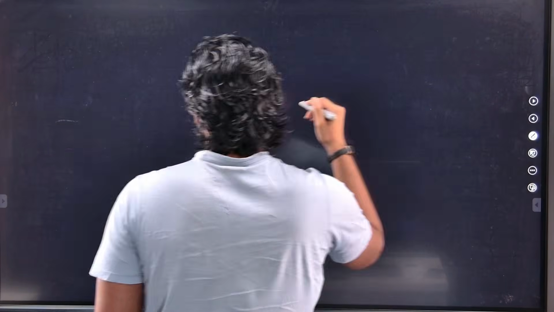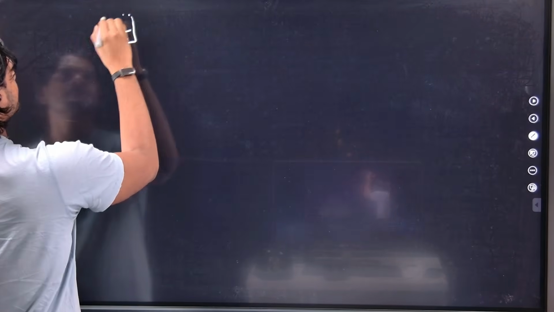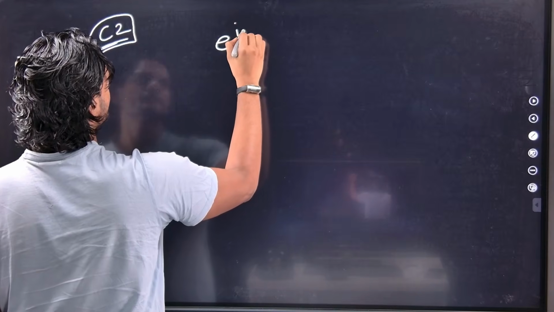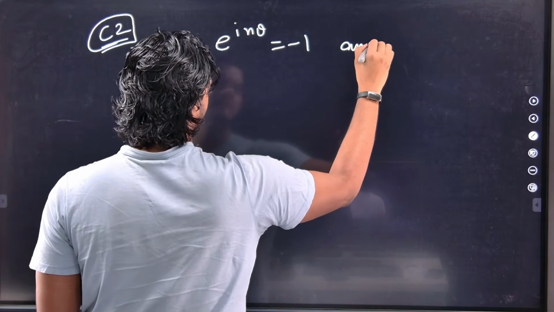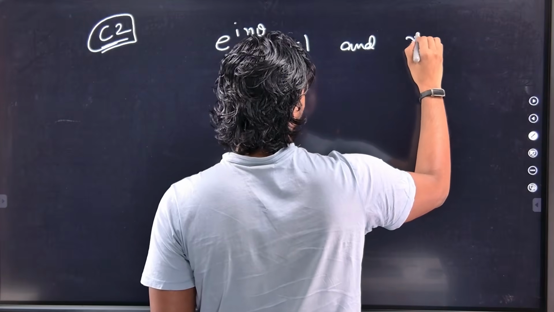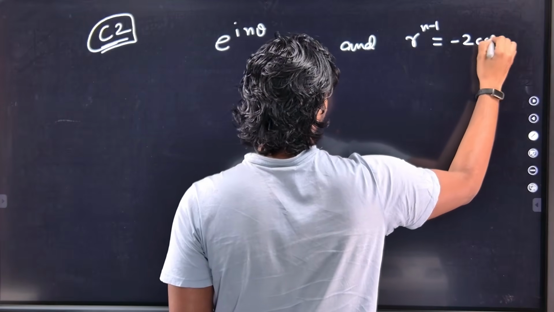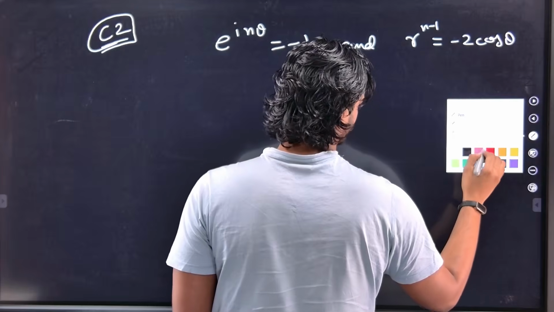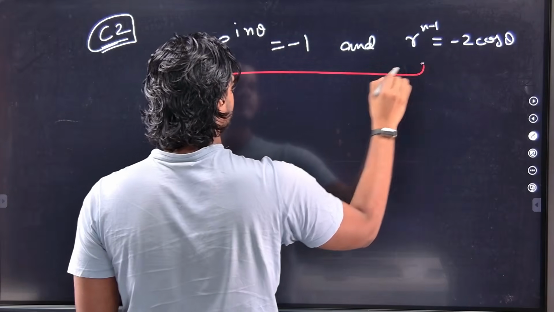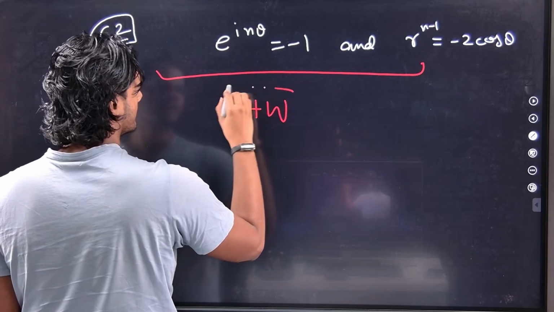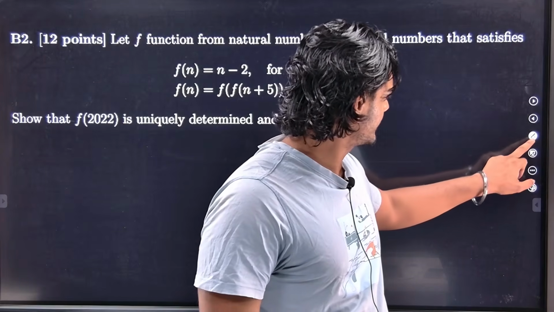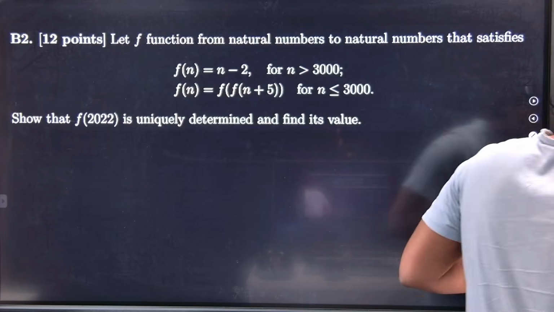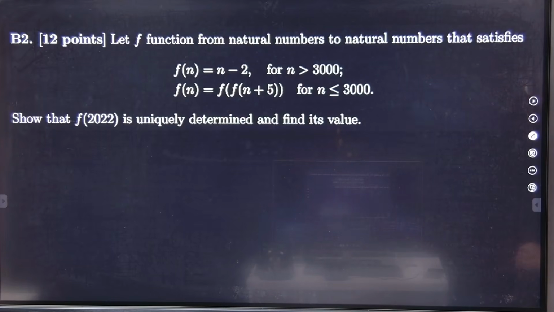All right. And the other case I want you to solve by yourself is e power i n theta equal to minus 1 and r power n minus 1 equal to minus 2 cos theta. So I give this as homework to you, right? This is the homework. Okay. Let's go to the next one. Pause the video and try this for yourself. I know it looks scary and all that.